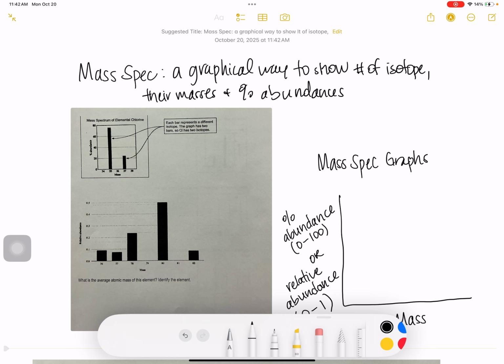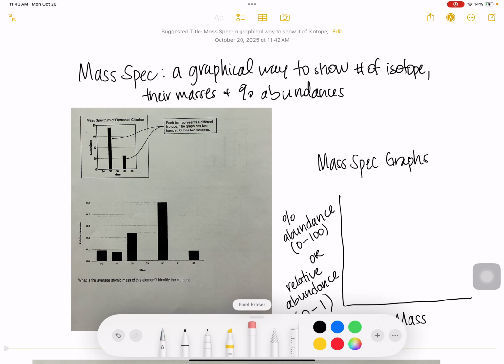A mass spec graph will look like these examples that are shown on your note page. There are several different examples that we'll talk about, but they are always a graph of mass on your x-axis and either percent abundance, which is based on a scale from 0 to 100, because all percentages are based on 100%, or what we call relative abundance, going from 0 to 1, which is just percent abundance as a decimal. So percentage divided by 100. We can see both. It'll either say percent abundance or relative abundance, and the scale will be according to which one it is.